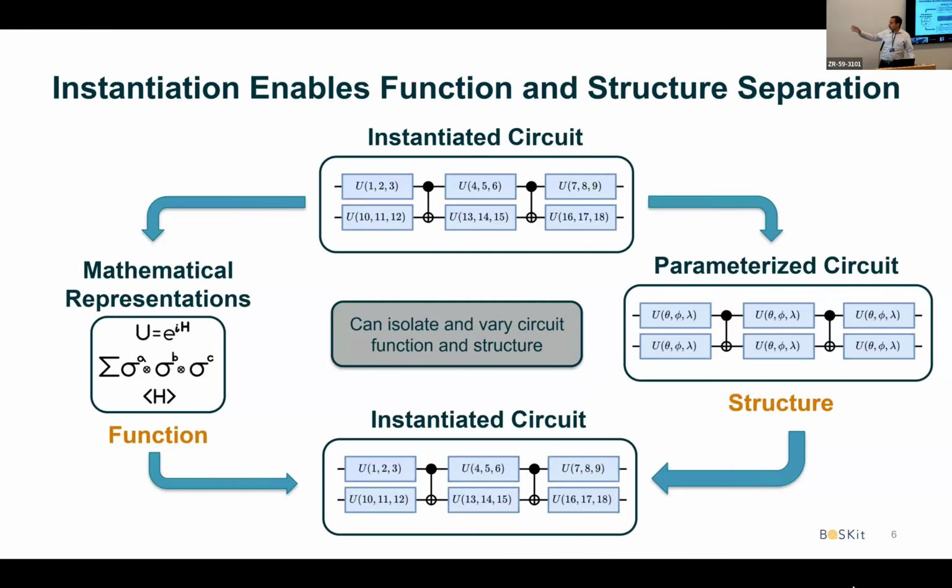And why is this so powerful? Well, it's because we can separate out the function of a circuit from the structure. What do I mean by that? Well, the function of a circuit is what does the circuit do? This is the mathematical representation, maybe the unitary, maybe the Hamiltonian. What is that circuit doing? This is the function of a circuit. The structure is how does it implement that function? This is the type and placements of gates in the circuit, or a parameterized quantum circuit, circuit structure, things like that. What we can do with this is we can take an instantiated circuit as an input, separate out the function and structure. We can vary one or the other, maybe in some special cases, vary both of them, and use instantiation to hopefully bring it back to something that we want that's better.